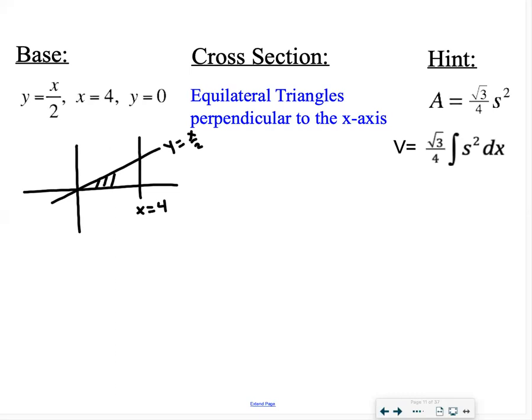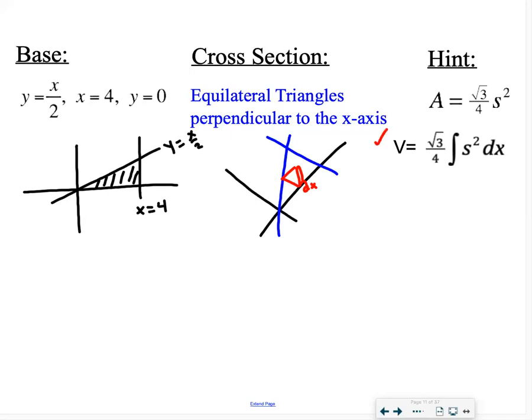So once again, it's asking us for these cross sections. Just to show you guys what this equilateral triangle would look like, I draw this, and this is x equals 4. When I draw this triangle in here, instead of a square knife, it's going to be a triangular knife, and it's going to have some depth to it. Call that depth dx, because we're going in the x direction. And there's going to be an infinite amount of those triangular knives cutting this up.